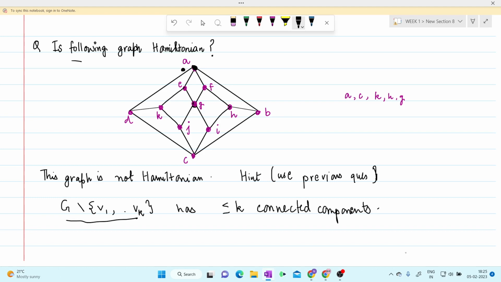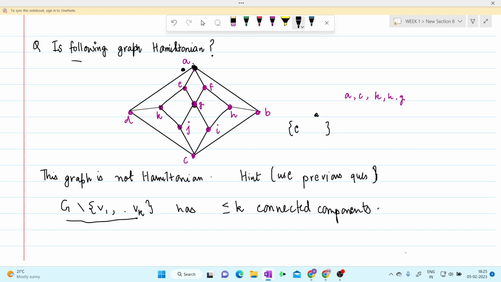Ma'am, if we remove the vertices G, A, and C, then we get more than three components. Okay, if you are removing A, G, and C, let's see if we are getting more than three components. So what are your components then? Give me the more than three components. Like E, F, J, and I. We get four isolated vertices E, F, J, and I.